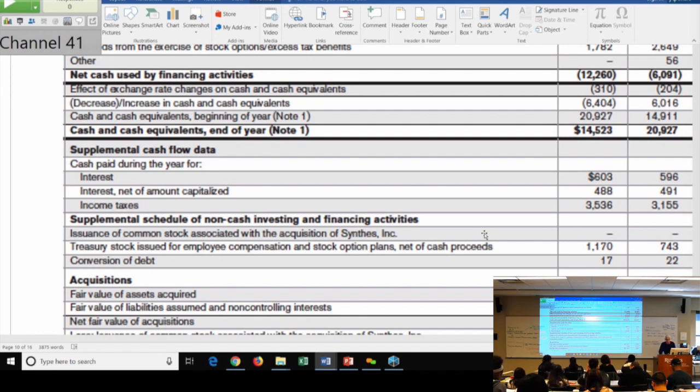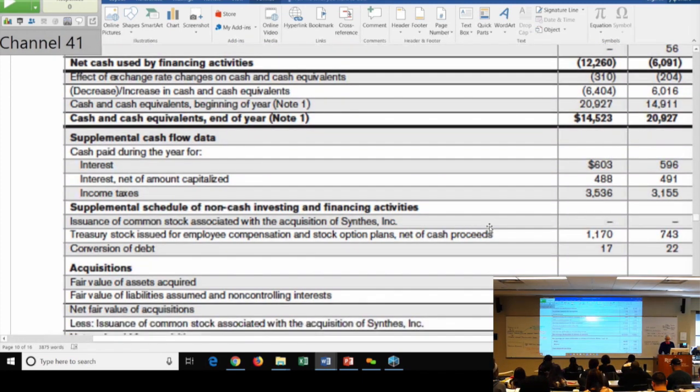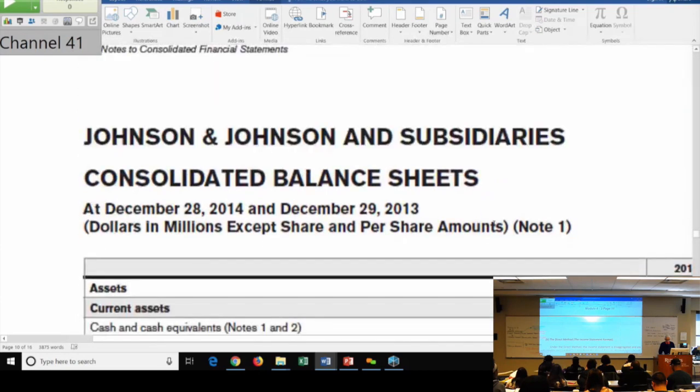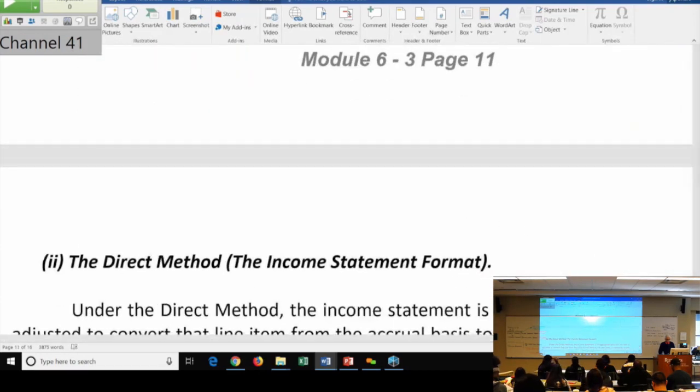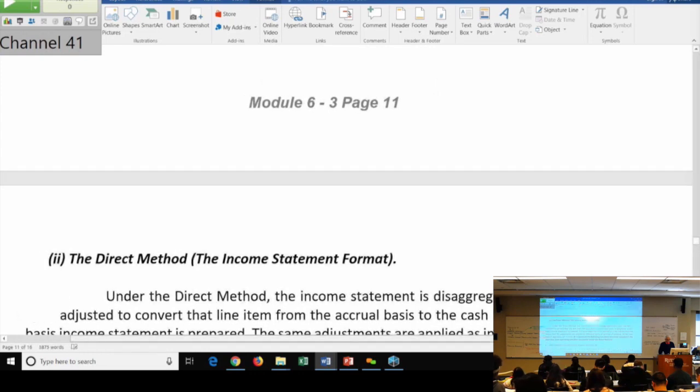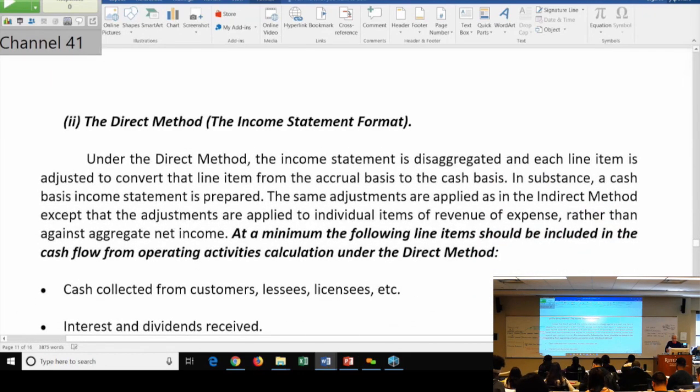I want to show you a little bit about the direct method. You have a little bit of responsibility for the indirect method, not a lot, but I want to compare it. And, as I said, you're not 100% responsible for this. There are some cases where you may have to use some of the calculations, but the direct method will disaggregate, will take the income statement and break it out line item by line item and convert each line from the accrual to the cash basis.